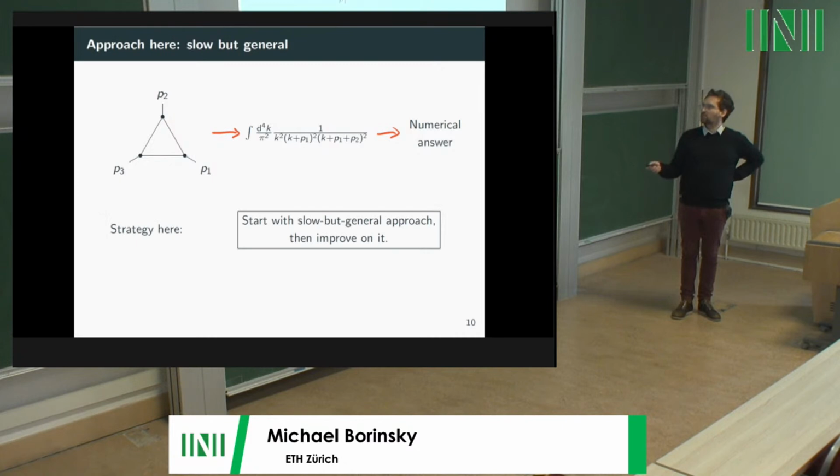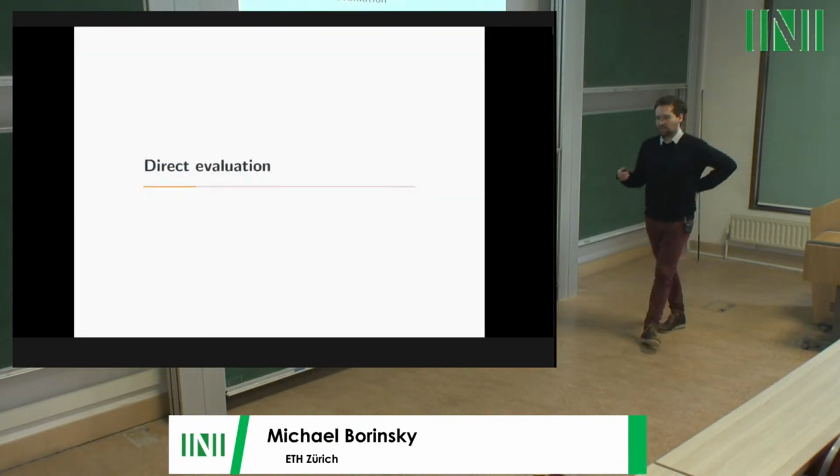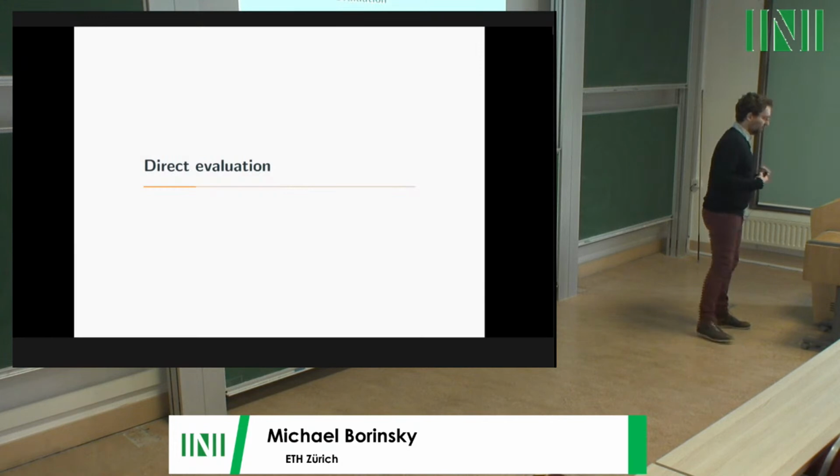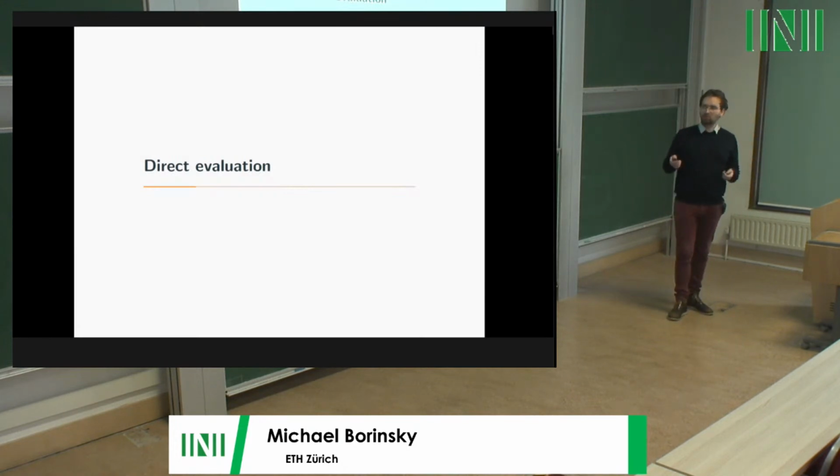So the strategy is to really start with the slow but general approach and then try to improve it. I'm saying this because there are analytic methods that can evaluate these Feynman graphs, but they only work in specific cases. So there's no method available that works for general Feynman integrals. This is what I call direct evaluation of these things. It's just working with the material that we have, and I don't want to rely on happy accidents that go beyond these objects being Feynman integrals.